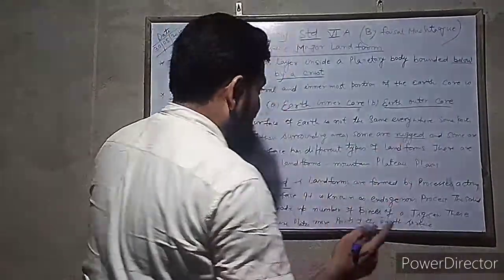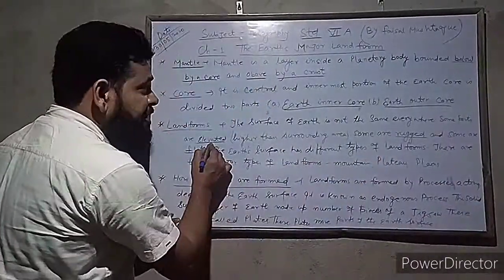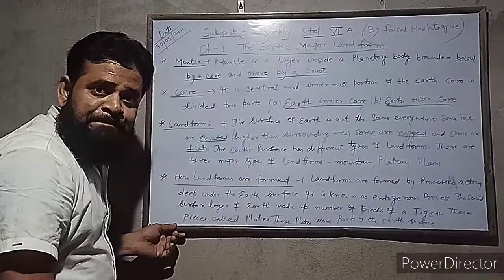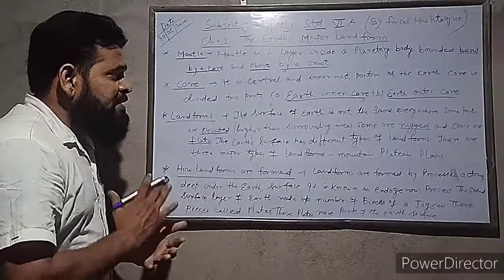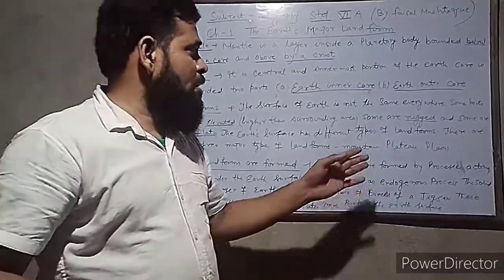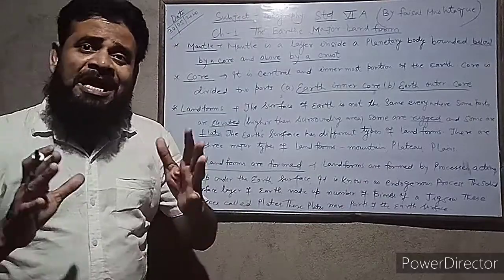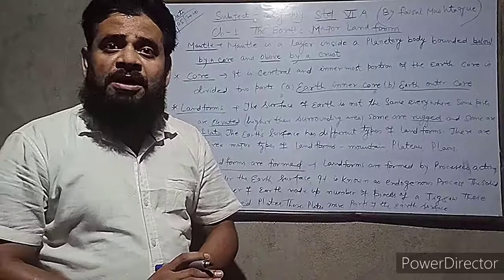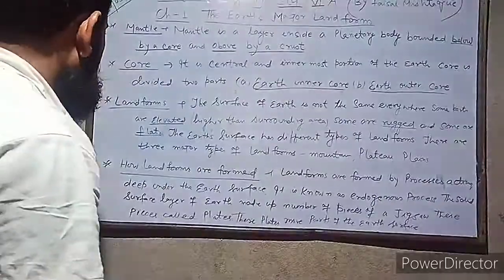मैंने आपको पहले भी लैंडफॉर्म्स की इस डेफिनेशन से बताया कि कुछ पार्ट एलिवेटेड है, कुछ पार्ट रगेड है और कुछ पार्ट फ्लैट है, तीनों अलग. So now there are three major types of landforms: first the mountain, plateau and the plains. So the surface of the earth is not the same everywhere.